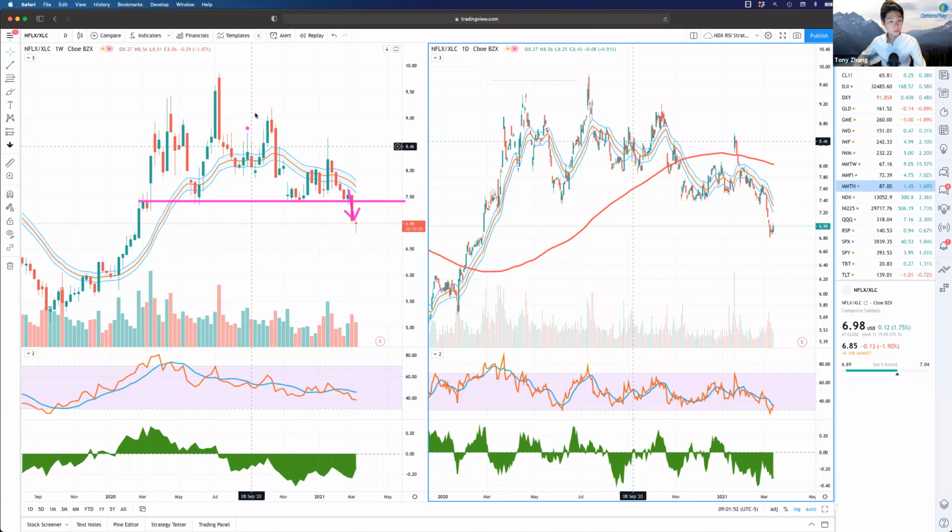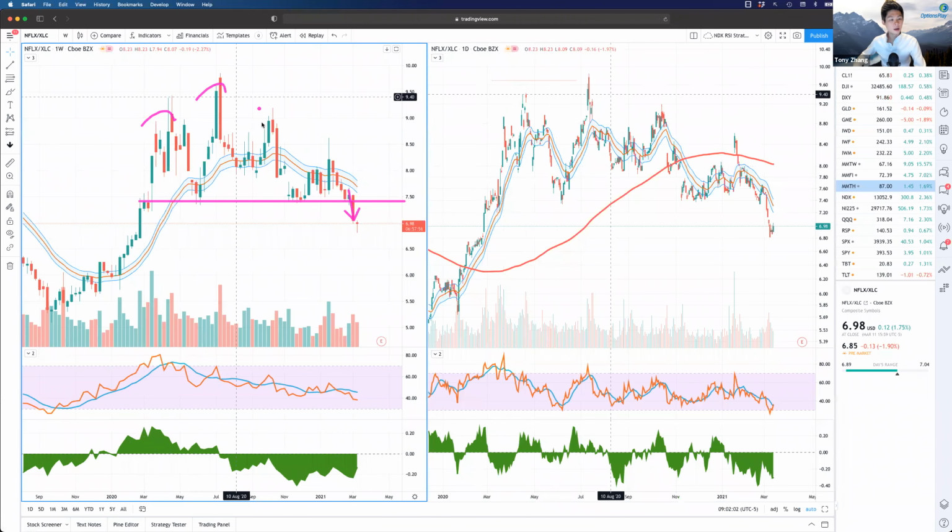And this is a pretty large topping formation here since the beginning of the pandemic, right? You've had the outperformance into the pandemic. You've had what looks like a head and shoulders formation, almost like two right shoulders, and really starting to fall apart here.